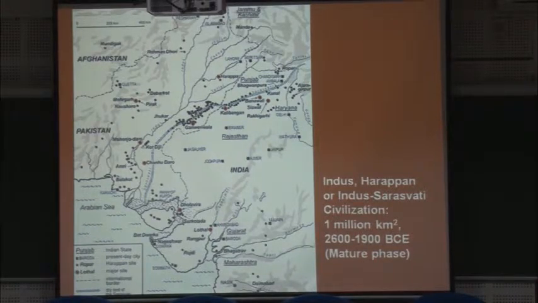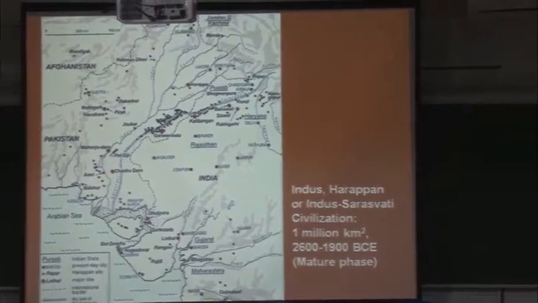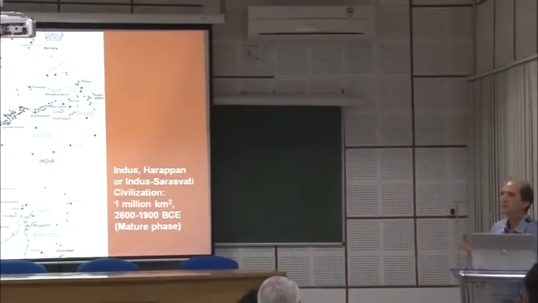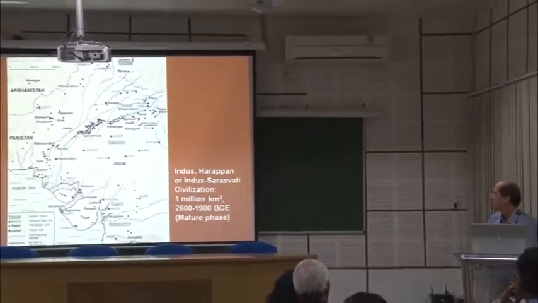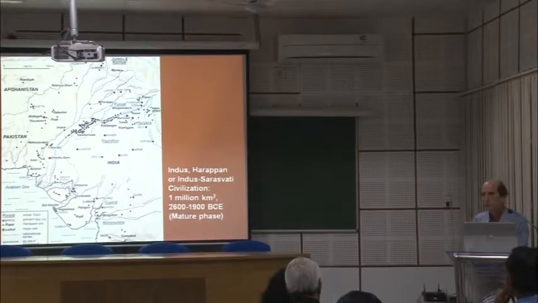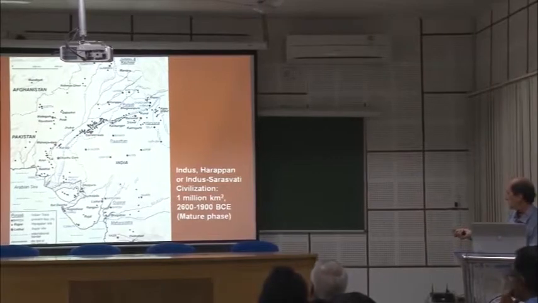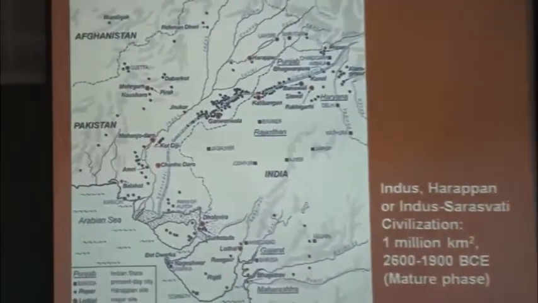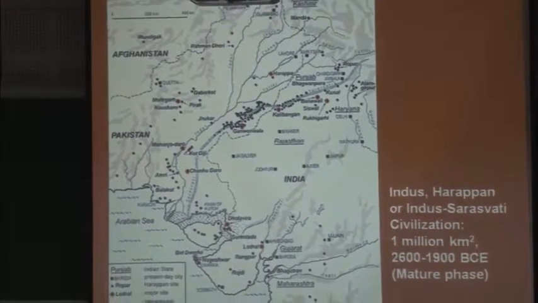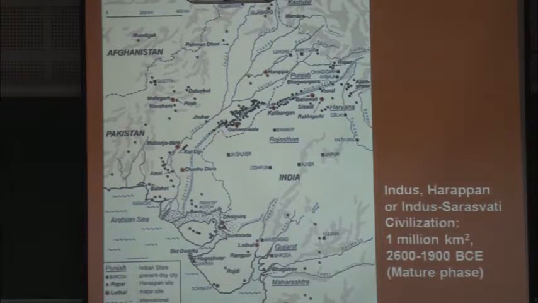Altogether, almost a million square kilometers, which is much larger than contemporary Egypt or Mesopotamia, much, much larger, 10 to 20 times larger, depending how you count. So this immediately poses a lot of questions as to how this large area was ruled and somehow held together. But I'm not going to touch upon this. The mature or urban phase, when the cities first appear, is roughly around 2600 BC, and they disintegrate from 1900 BC onward. But in some regions the disintegration is slower, in others it is faster.